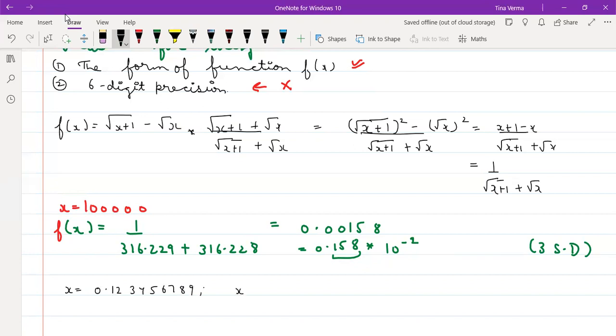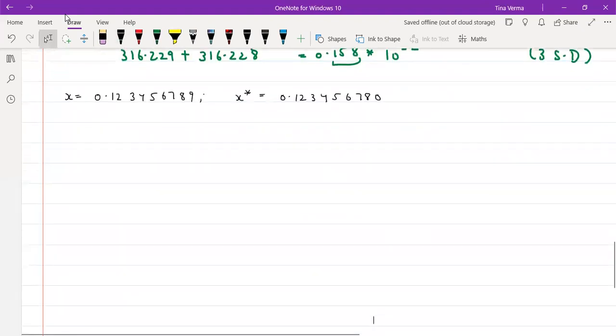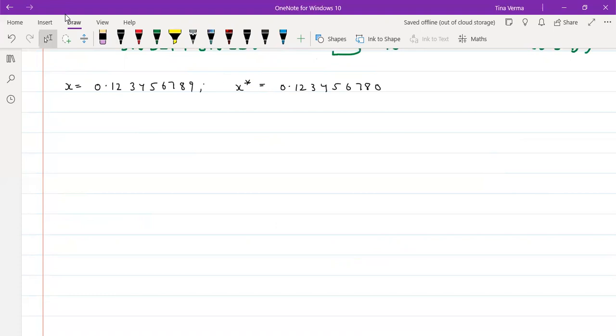0.123456789, right? And the other number is 0.123456780. Now these are two nearly equal numbers, and when you do the subtraction, you will lose your significant digits. In that case, you will have only one significant digit. That means you can change the function so that you can avoid the subtraction of nearly equal numbers. In this way, you can reform your function f of x. Is it clear how you can save your significant digits just by changing the form of the function?